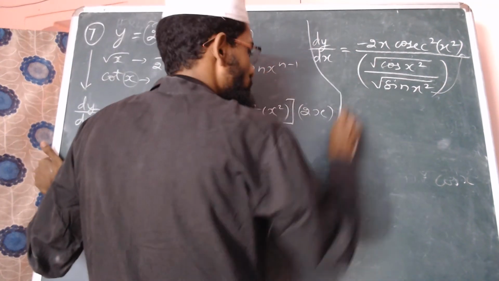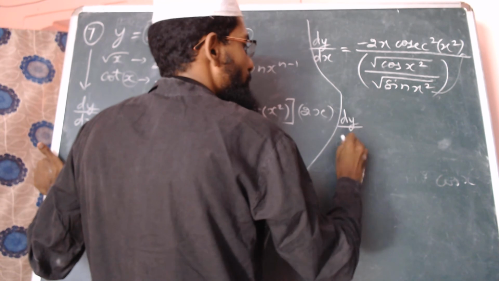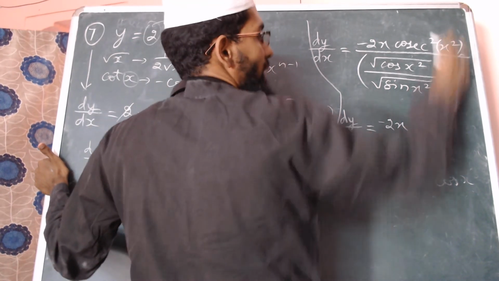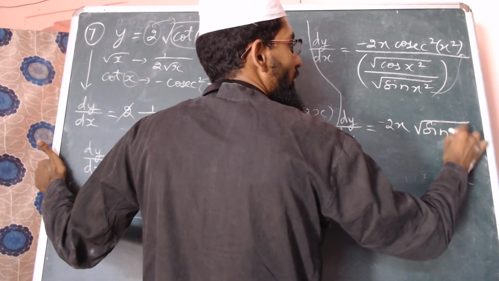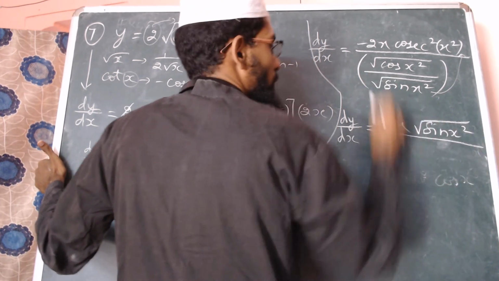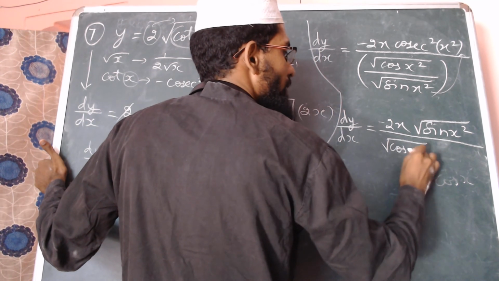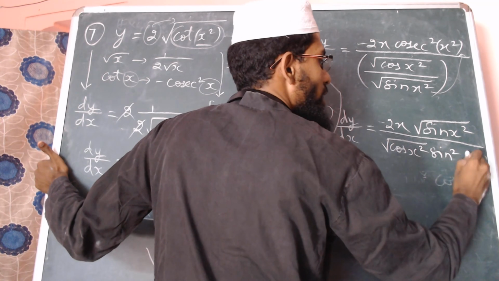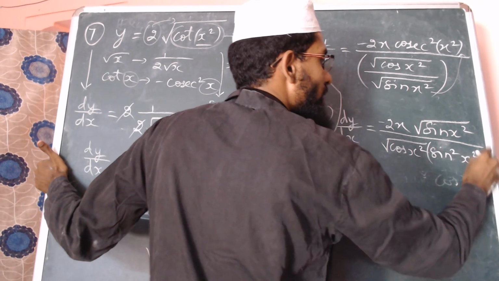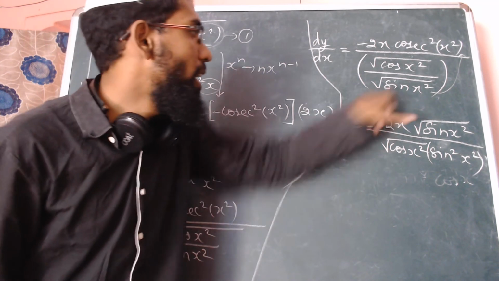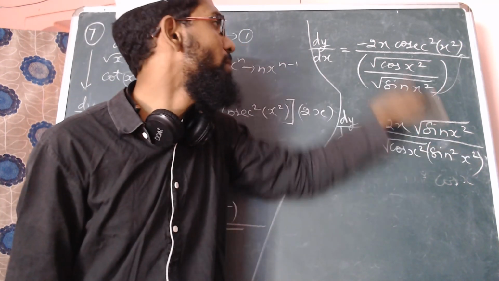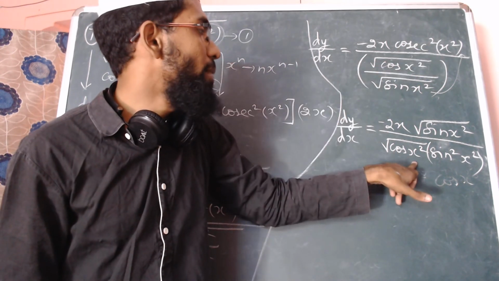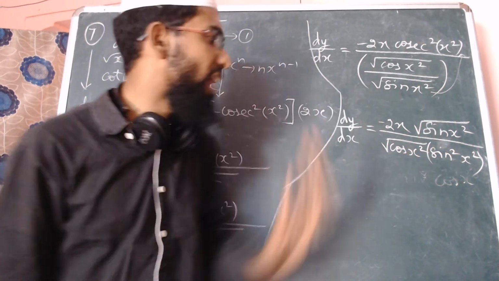So I can write dy by dx equal to minus 2x. This, if I take to the top, will become root of sine of x square divided by root of cos of x square, and if I bring this cosecant square down, it will become sine square of x square. Let me repeat. I am just taking this to the numerator: minus 2x root of sine x square by root of cos x square. This cosecant square will become sine square x square.